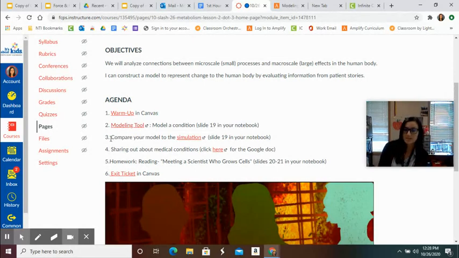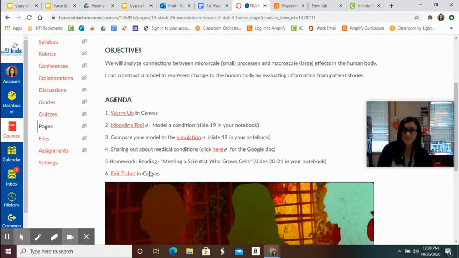We ended up skipping the number 3 part. We didn't really have enough time for it. Some of you might have already done it. That was going back to last week when you all had the simulation, and you were just supposed to continue to model your condition in the simulation, very similar to the modeling tool. So if you already got that done, you can go ahead and complete the bottom of slide 19. If you haven't, that's okay. Like I said, we cut that out. We ran out of time a little bit.